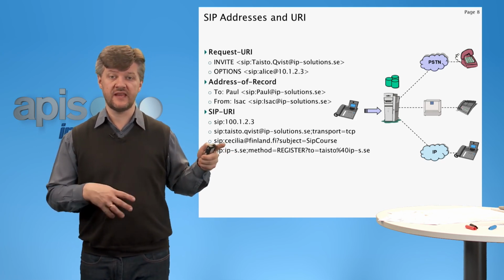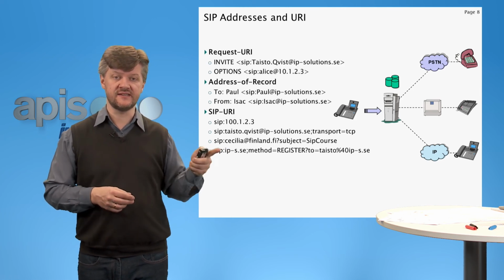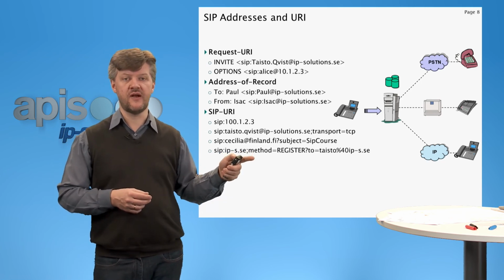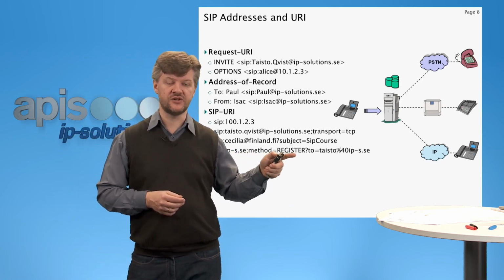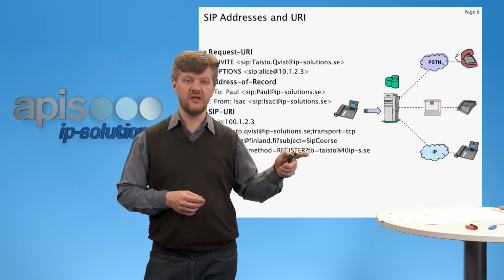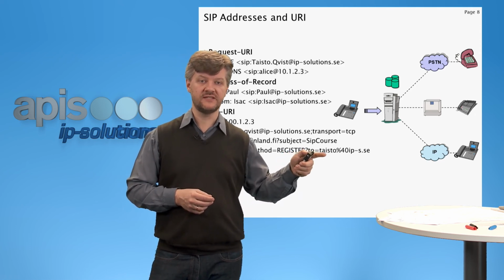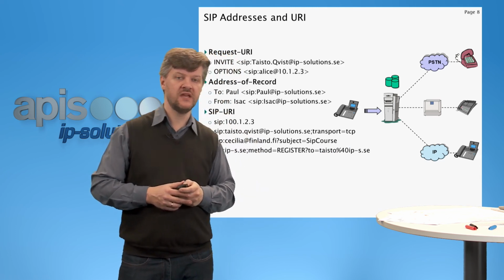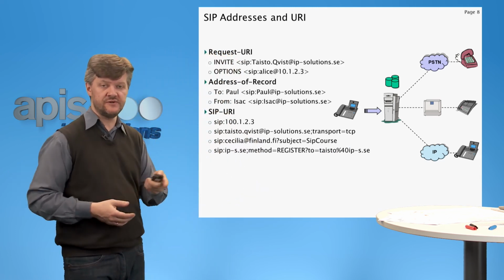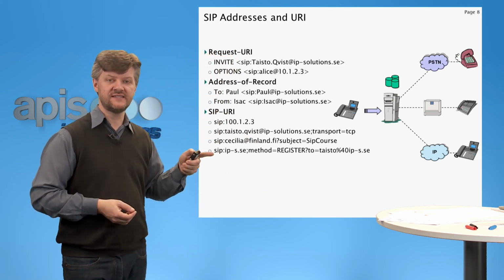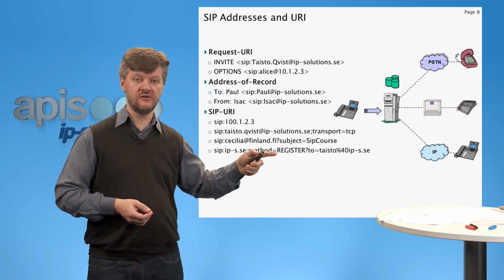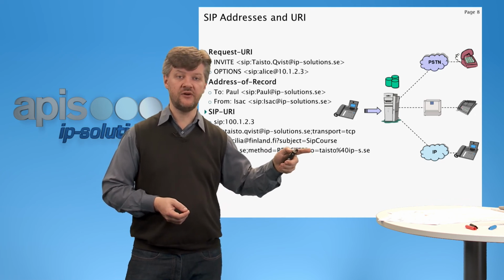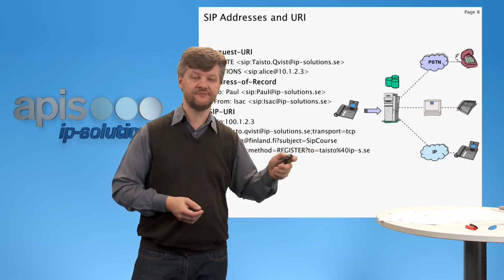ips.se, something that can be translated into an IP address. This is a domain name. And then it says method. This is the URI parameter, method equals register. And then a question mark, the to header equals taisto, and this is code for @ips.se. So what this means is if you want to use this link, click here, send a register to this address, and put in a to header with this value in it.